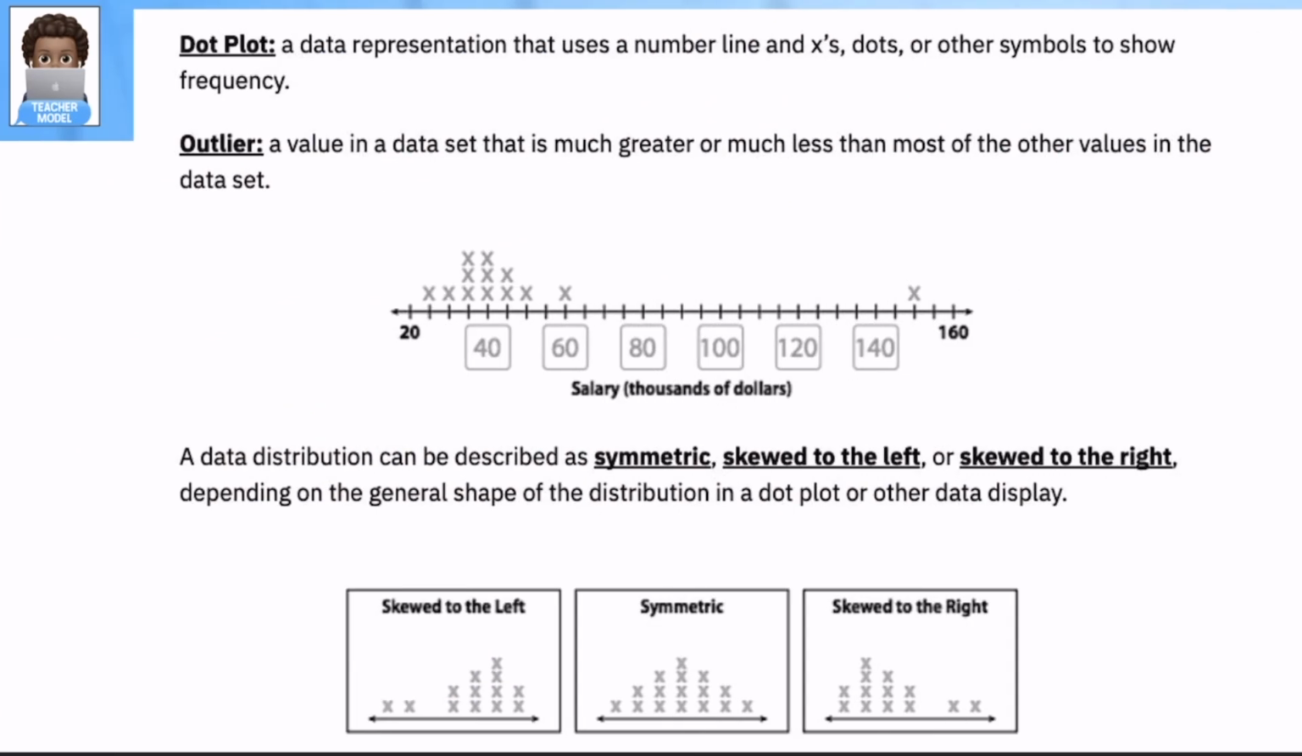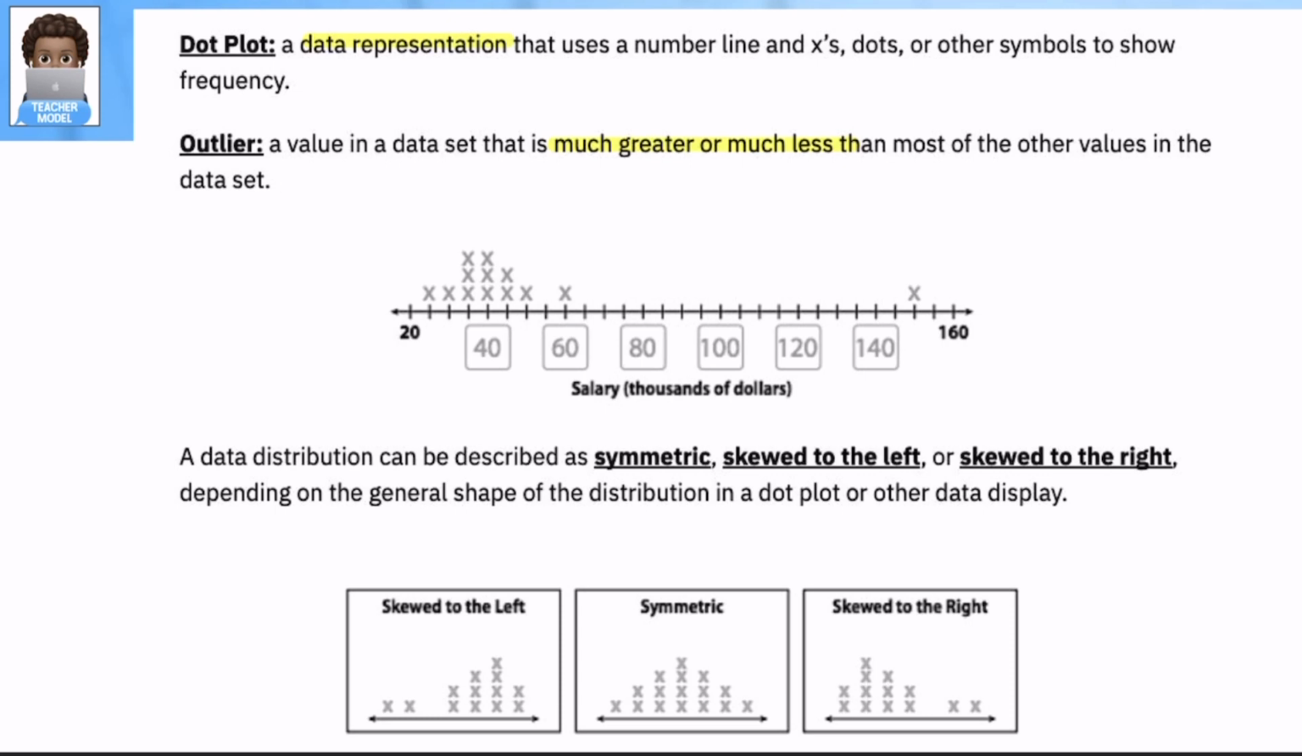So some high-level information. We already know a dot plot is, again, just another way of representing the data where every single dot represents one data point. And so it's really helpful because we can see the frequency. We can see how many times a particular value came up in the frequency set. And an outlier is kind of what it sounds like. It lies outside the values of the data set. So it's either much greater or much less than everything else, and it stands out from all the other ones.